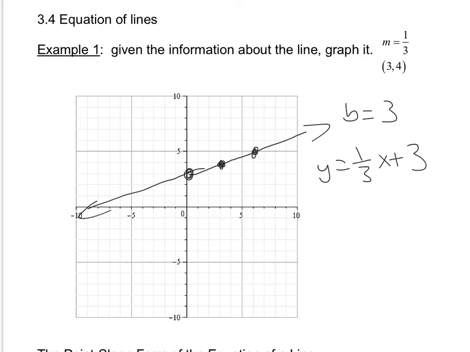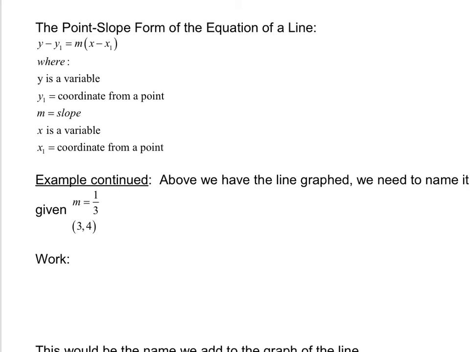Okay, let's look at another example. Alright, point-slope form. It says y minus y1 equals m times x minus x1. So what you need to get is the slope and 1 point. So if we look at the one that we were just given, watch. y minus 4 equals the slope, 1/3, times x minus 3.